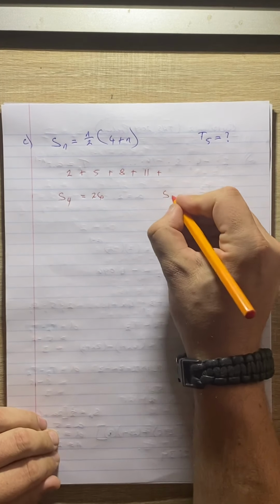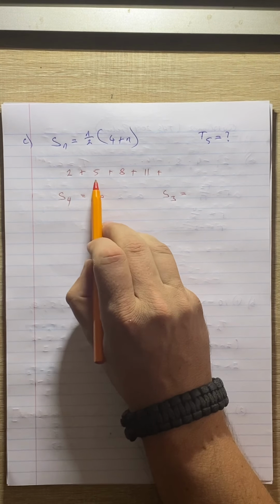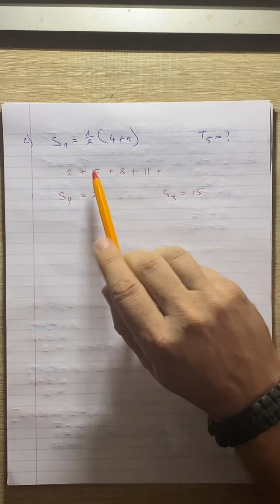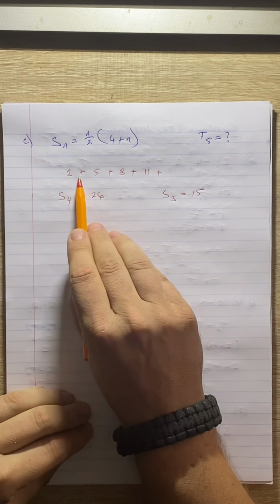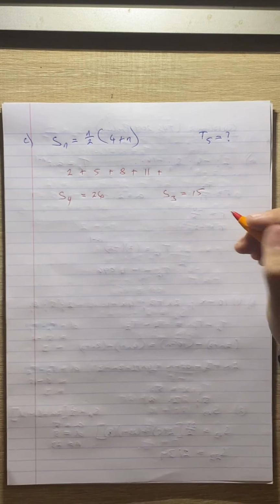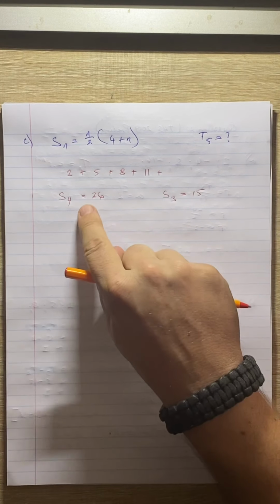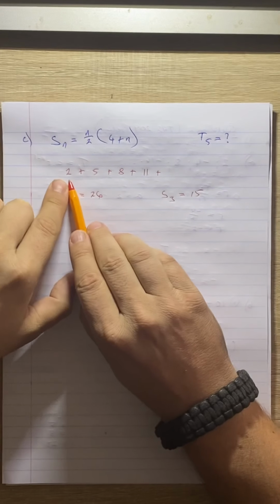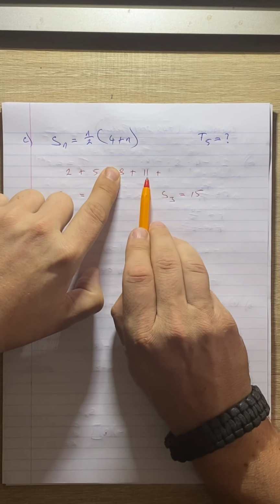Now, if I take the sum of 3 terms, let's see what that gives us. So we've got 2 plus 5 plus 8, and we get 15. So what I've done here is I've taken the sum of all 4, and then the sum of just those 3. Now, if I wanted to work out, say, the 4th term, we can see that the 4th term here is 11. But if I'm only given the sums, how can I work out that 4th term? Well, if I take the sum of 4 terms, subtract the sum of 3 terms, what am I going to be left with? Just that.